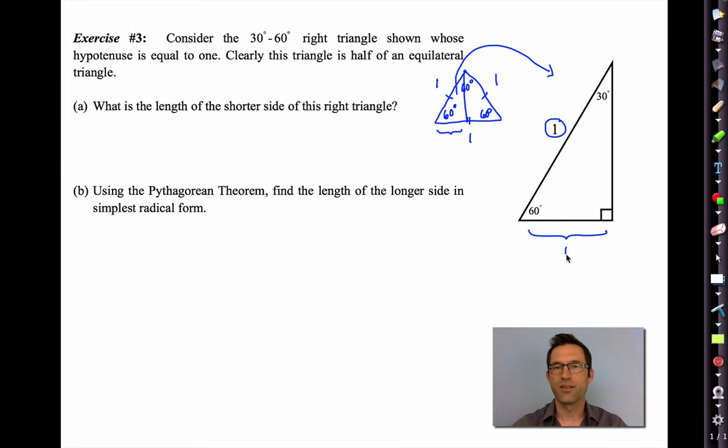Did you figure it out? It's got to be 1/2, right? I mean, it's just half of an equilateral triangle. So the length of the shorter side has to be 1/2. Now it says use the Pythagorean Theorem to find the other side. Let me call that b.